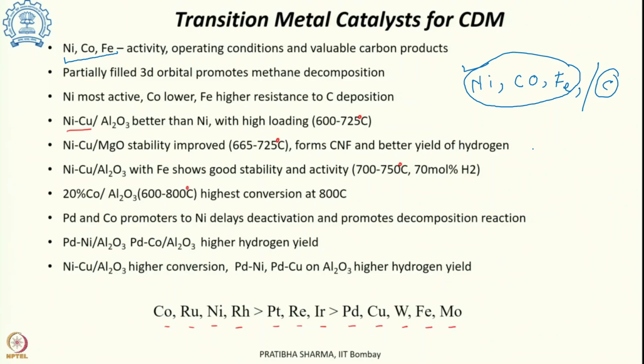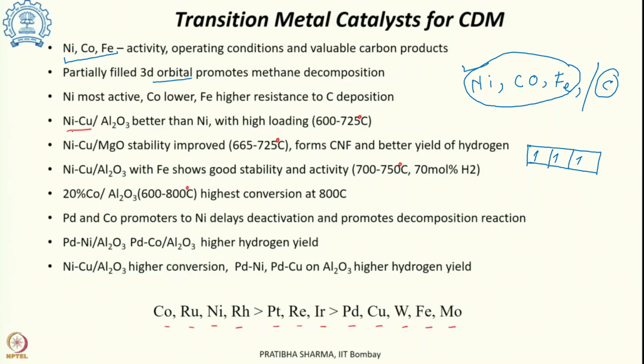A transition metal is a d block element. You know that in the d block, electrons are partially filled. As it is a partially filled d block, what is the advantage of this transition metal? It can easily react with the reactants, and product formation will be easy. This is what is written here.